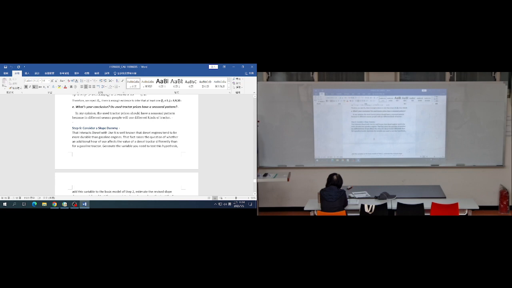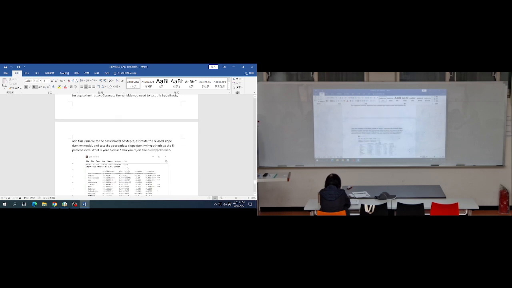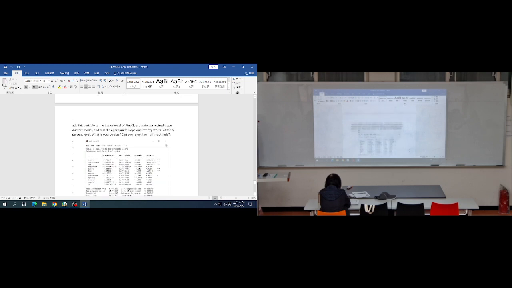The value of diesel tractor different from the gasoline. Excuse me? Say it again. The value. Say it louder, okay? The value of diesel tractor differing from the gasoline. Times the gasoline. So which one? Which variable? Using what variable?